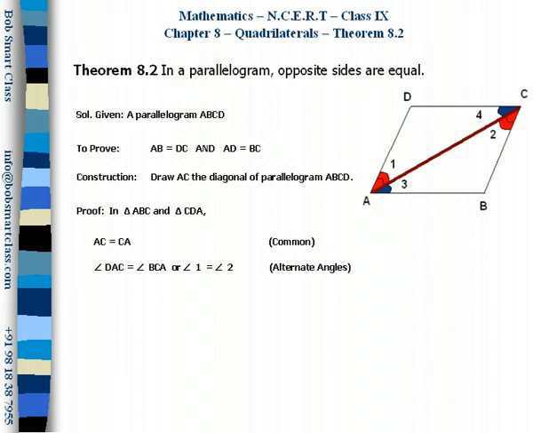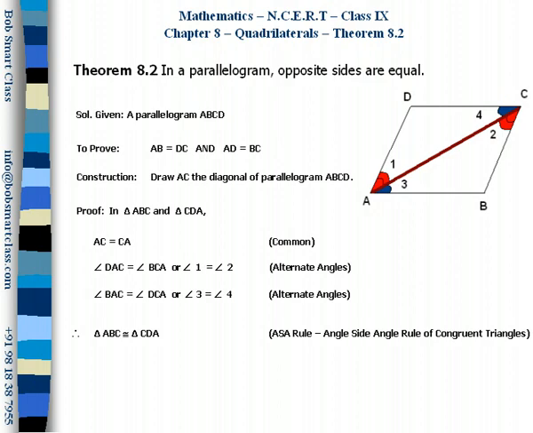Angle DAC equals angle BCA or angle 1 equals angle 2, which are alternate angles, because AD is parallel to BC and AC is a transversal which cuts these two parallel sides. Therefore, alternate angles of these two sides are equal. Similarly, angle BAC equals angle DCA or angle 3 equals angle 4, because they are also alternate angles, as DC is parallel to AB and AC is a transversal.